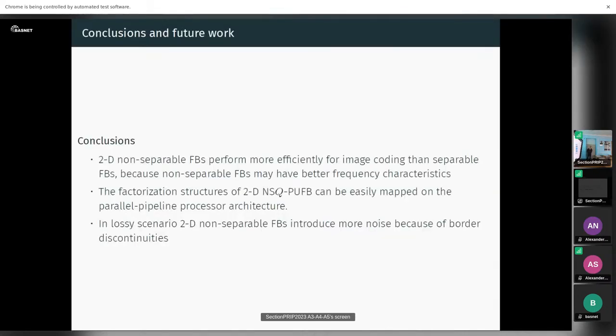The general idea behind our development of such a non-separable transform is a parallel pipeline architecture that can be used directly for two-dimensional signals without auxiliary memory, with some additional complexity. But there exist some limitations in the case of lossy scenarios. So my report is over.